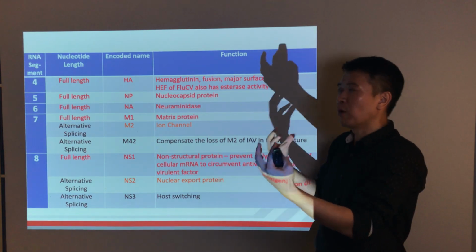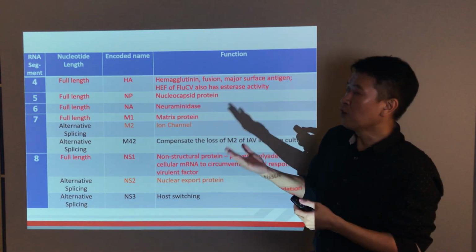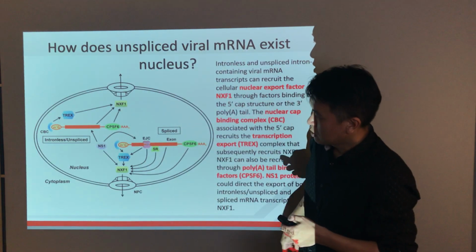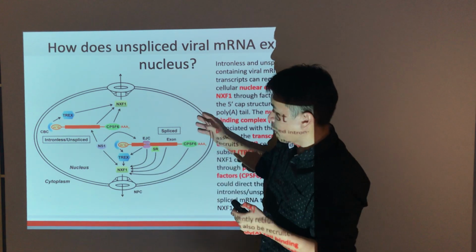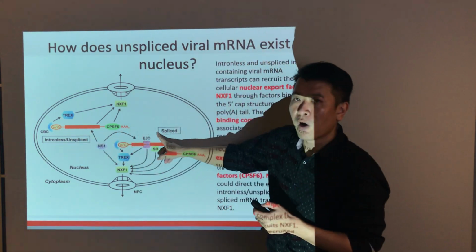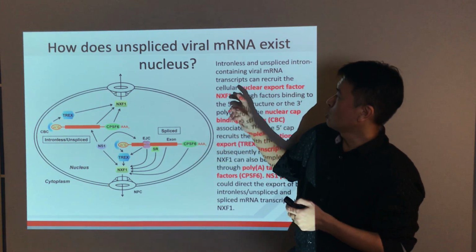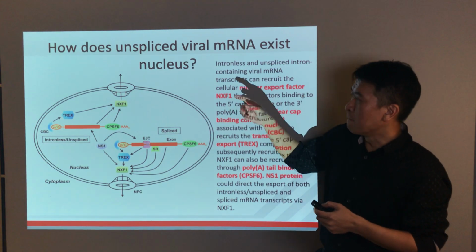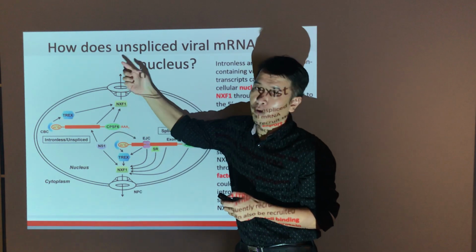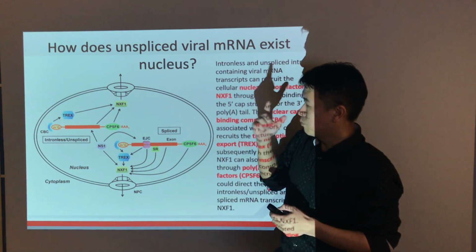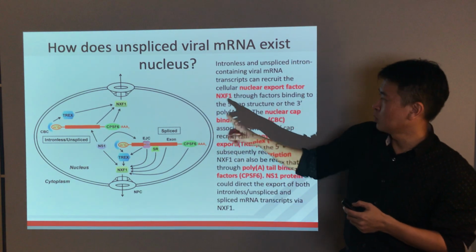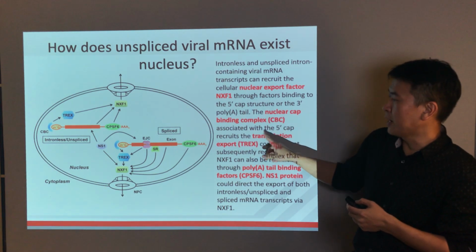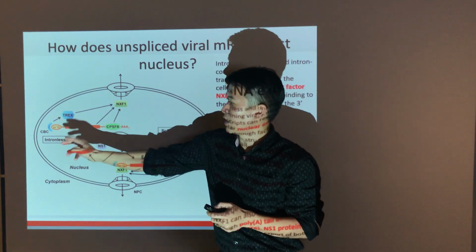They have a cap, they have a poly-A tail, but they are not spliced. When they are not spliced, how do they escape and go out from the nucleus? Apparently, this is a hypothesis, the viral mRNA utilizes the nuclear export factor NXF1 to allow them to go out from the nucleus. So it employs first a protein, the nuclear cap binding complex, CBC, that binds to the 5' cap of the mRNA.